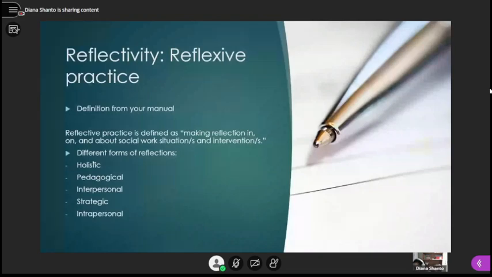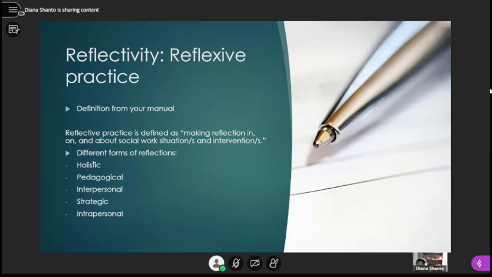Reflexive practice, c'est toujours d'avoir cette... reflective practice is defined as making reflection in, on, and about social work situation. Si toujours après un cas, 2 cas, 1 mois, vous réfléchissez, est-ce que j'ai fait, I am doing the right thing with that client? Is it the right approach?